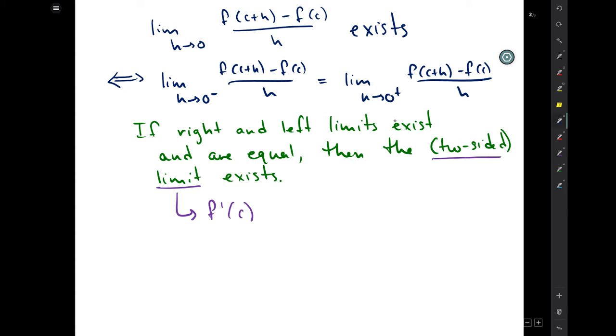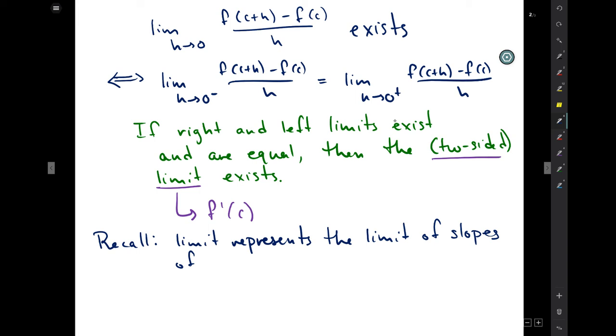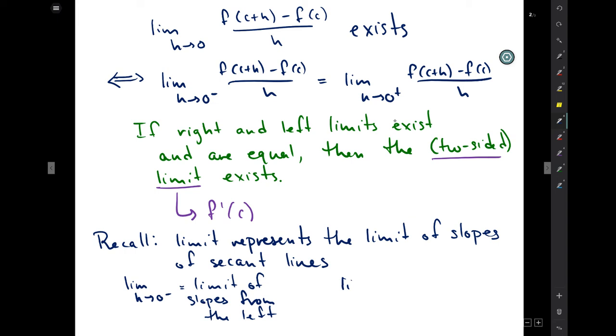And so one thing to recall is that this limit represents visually the limit of the slopes of secant lines. So when we look at the left and the right limits, when we take the limit as h goes to 0 from the left, we're looking at the limit of slopes from the left, and if we take the limit as h goes to 0 from the right, we're looking at the limit of slopes from the right. And we're going to look at a picture to see exactly what I mean by that.